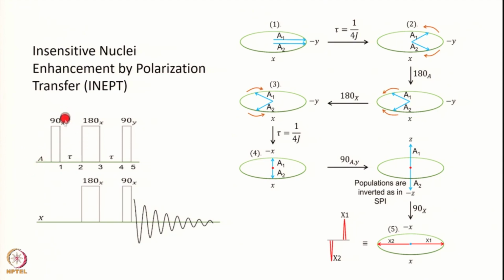So, we apply a 90x pulse to the A spin, wait for a period tau, and then apply simultaneously 180 degree pulses to both the A spin and the X spin. And this is particularly easy if the A spin is for example a proton and the X spin is a carbon.